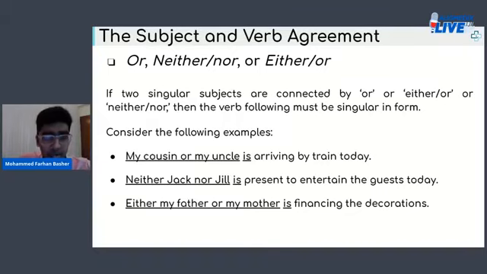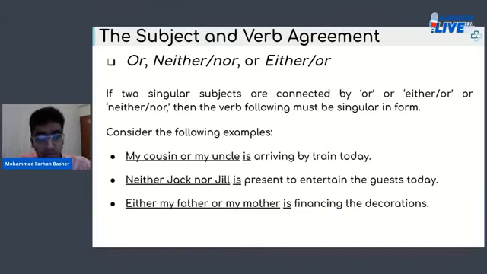So there is an alternative, there is a choice, either this or that. So either my cousin or my uncle is arriving by train today. Since the subject is singular, the expression is singular, the verb following must be singular as well. Neither Jack nor Jill is present to entertain the guests today. So none of the two is actually present to entertain the guests today. Neither of the two is present to entertain the guests today.